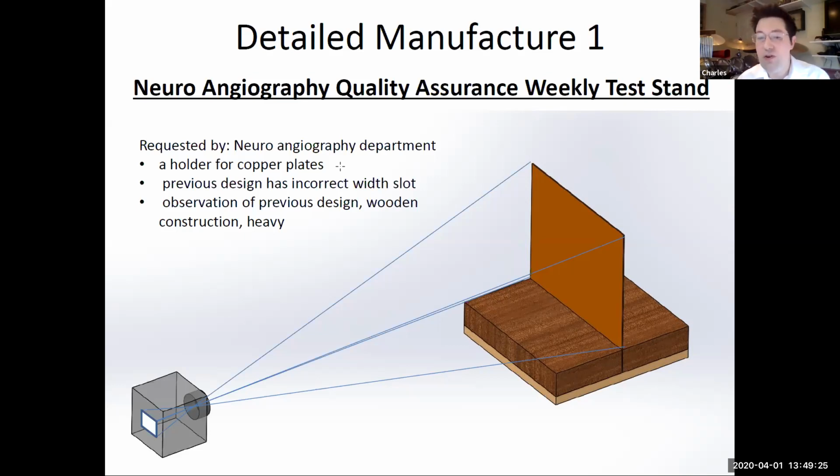In quality assurance and neuroangiography, they sent me down to have a look at what they've got. Quite literally two planks of wood on a piece of plywood. But the problem was that the gap wasn't big enough, or in fact it was too big. What they asked for was literally the same design to be produced, and it was quite a simple project, but there was still a thought process that went behind it.